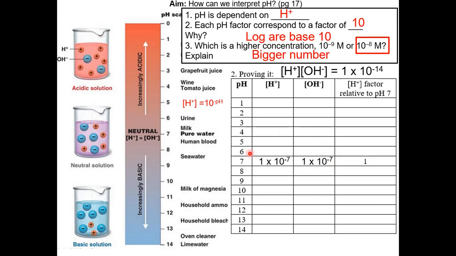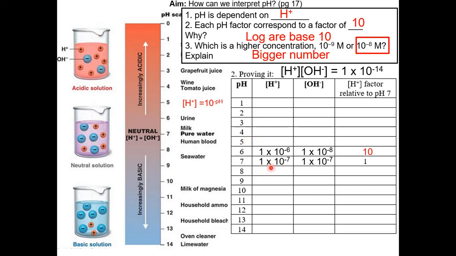If we look at pH of 6, the hydrogen ion concentration will be 10 to the negative 6, and the hydroxide ion concentration will be 10 to the negative 8. If we compare the hydrogen ion concentrations of pH 6 and 7, the factor is 10. That means pH of 6 is 10 times more acidic than pH of 7. Let's look at pH of 5.